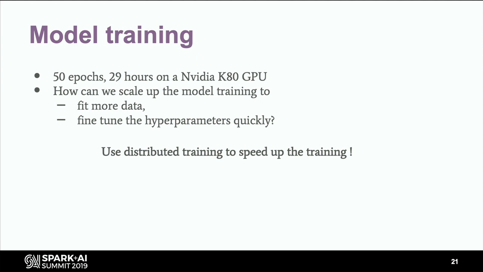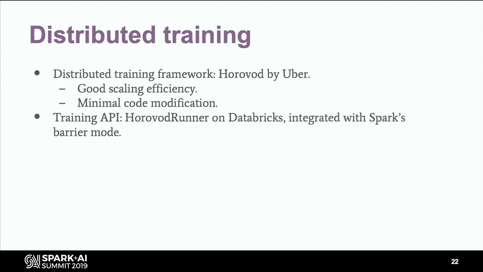So then we want to migrate from single node training to distributed training. But migrating from a single machine to distributed training might not be that easy, because you might need to set up your own cluster. You might need to modify your code to do distributed training. Luckily, there is a framework developed by Uber called Horovod. So we utilize this framework to do distributed training.